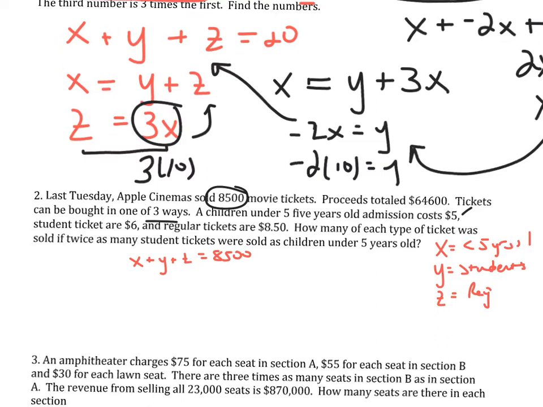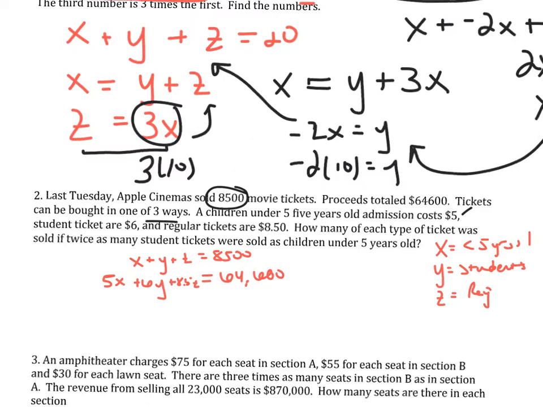Then it says children under 5 years old cost $5. Students are $6, and regular tickets are $8.50. So because I'm given the cost, a total, how much we made altogether, I should put the cost in there for each of them too. So the first one would be 5x because it's $5 per child ticket, plus 6y for students, plus 8.5z, right, for adults. So there's my second equation.